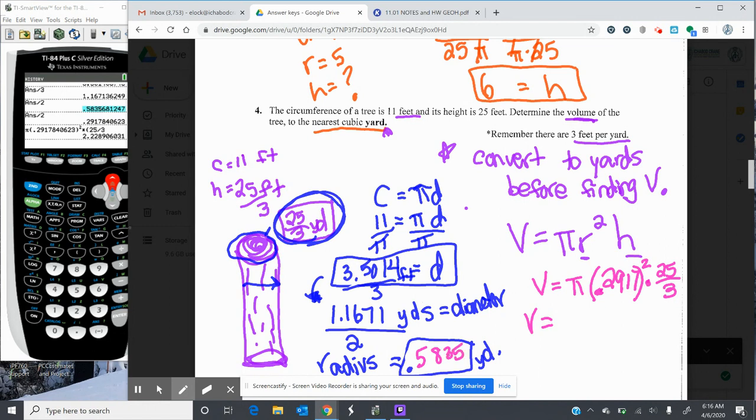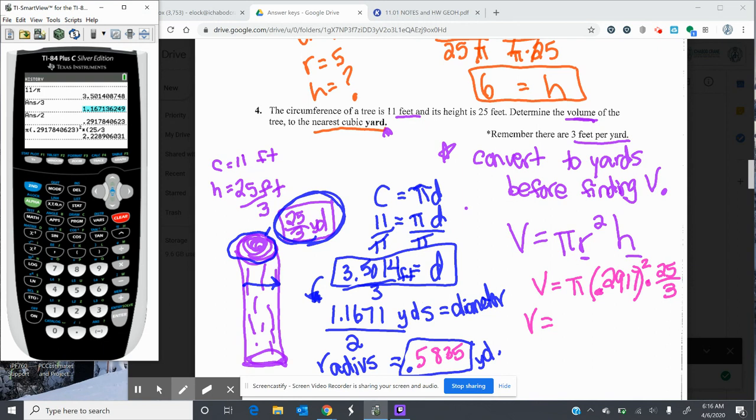So if I calculate this again, I want to take this answer divided by 2. And now we want to do pi times this 0.5835 squared times our height, 25 over 3.